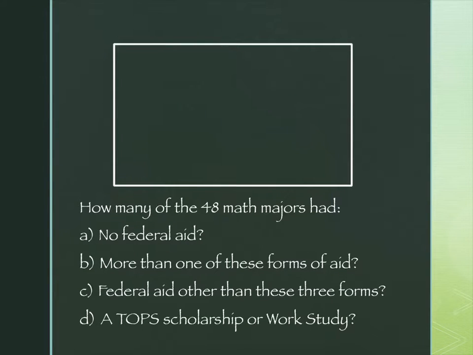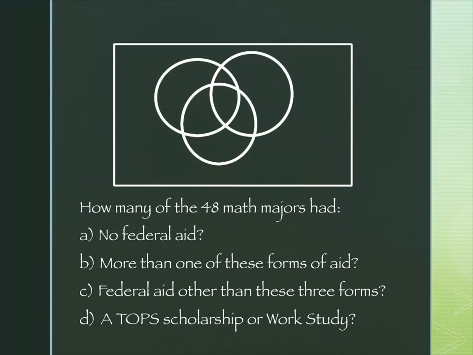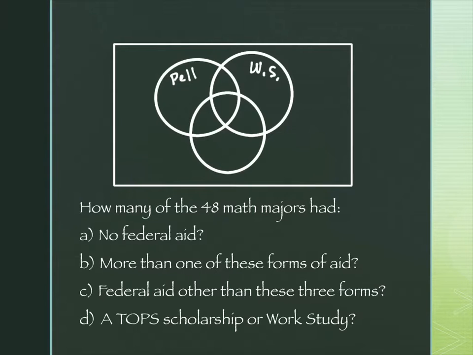So those are going to be my 3 circles in my diagram. So we're going to draw our diagram with the 3 overlapping circles. And I usually just label them what they're representing. So in this case, we have the Pell Grants, we have the work study, I'm just going to abbreviate it WS, and then we have our TOPS scholarship. And this is inside of our universal set.